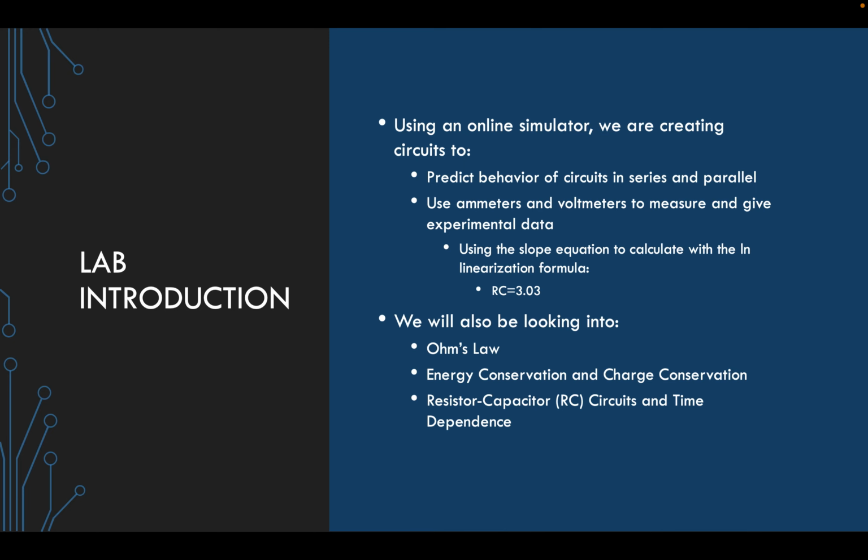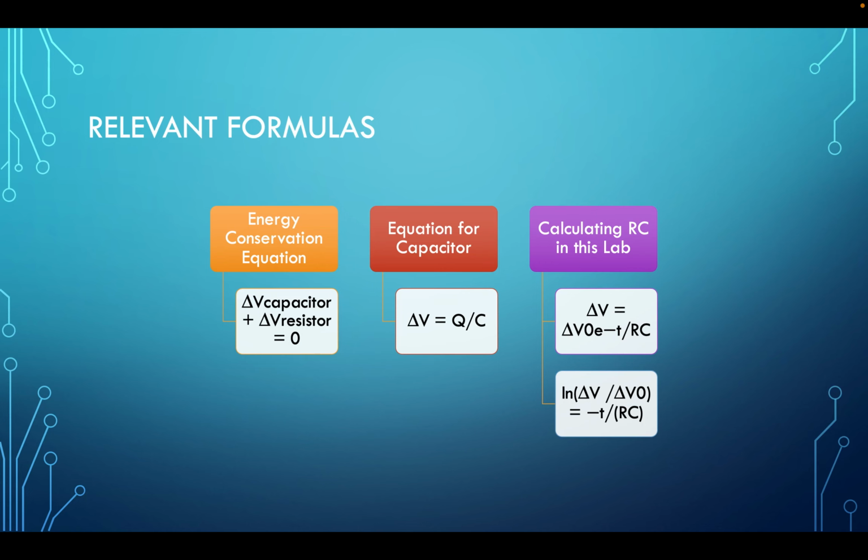And in this lab, we took the slope equation form to calculate the ln linearized formula to get the RC value equal to 3.03. We will also be looking into Ohm's law, energy conservation and charge conservation, resistor, capacitor, RC circuits, and time dependency. Some of the relevant formulas: we have the energy conservation equation, which is the change in voltage of the capacitor plus the change in voltage of the resistor is equal to 0.